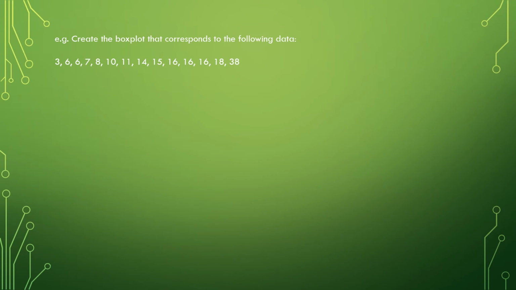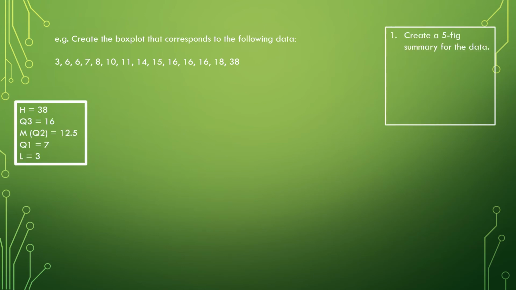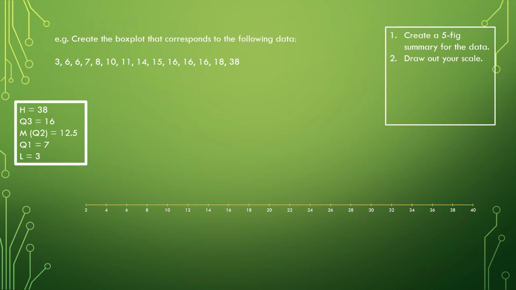Okay, again, just some numbers that we pinched from the other slides. So we want to create a box plot looking at this data. So again, first step is still to find our 5-figure summary. So I've created my 5-figure summary with my highest, my lowest, and my quartiles. Next thing we do is come up with our scale. So our numbers this time go from 3 up to 38. So it's not really practical to go up in 1s anymore, we've run out of paper. So we've gone up in 2s just to make sure that we can fit it on the page a little bit better. So we've drawn out our scale.